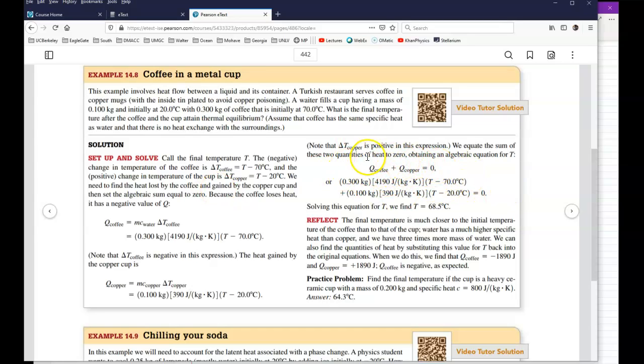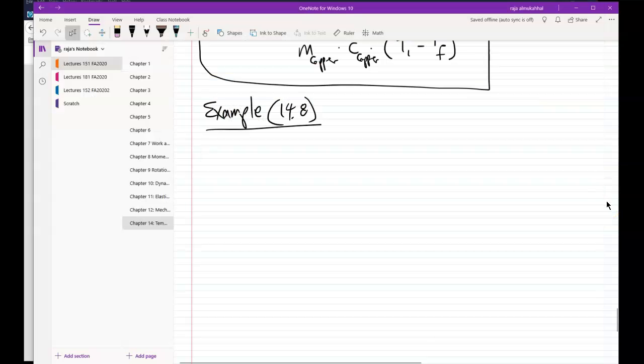and puts it equal to zero. I like to say that the heat gained by the copper is equal to the heat lost by the coffee. See what I'm saying? I like it that way rather than adding and setting equal to zero. That's just my way, so I'm going to do it my way. I hope you'll find it more interesting. Anyway, let me write down the data.